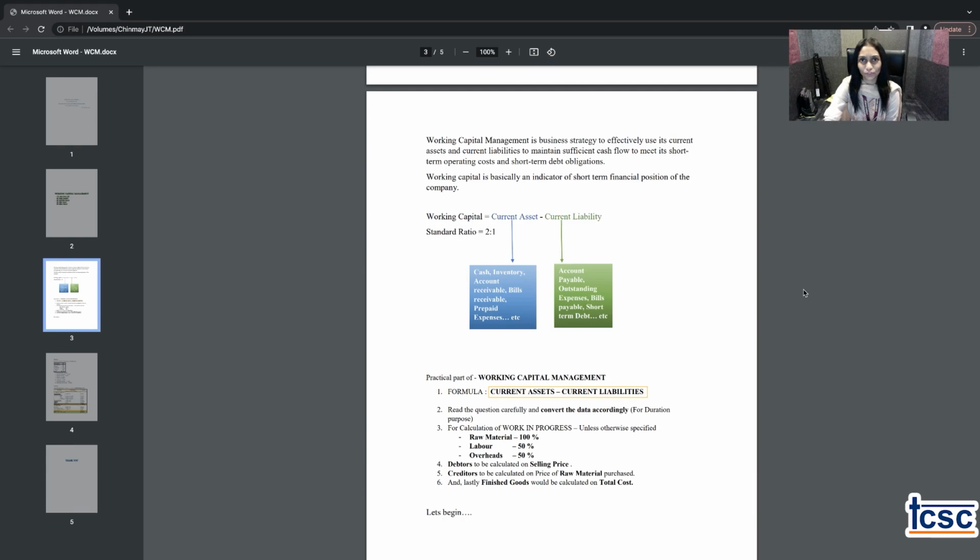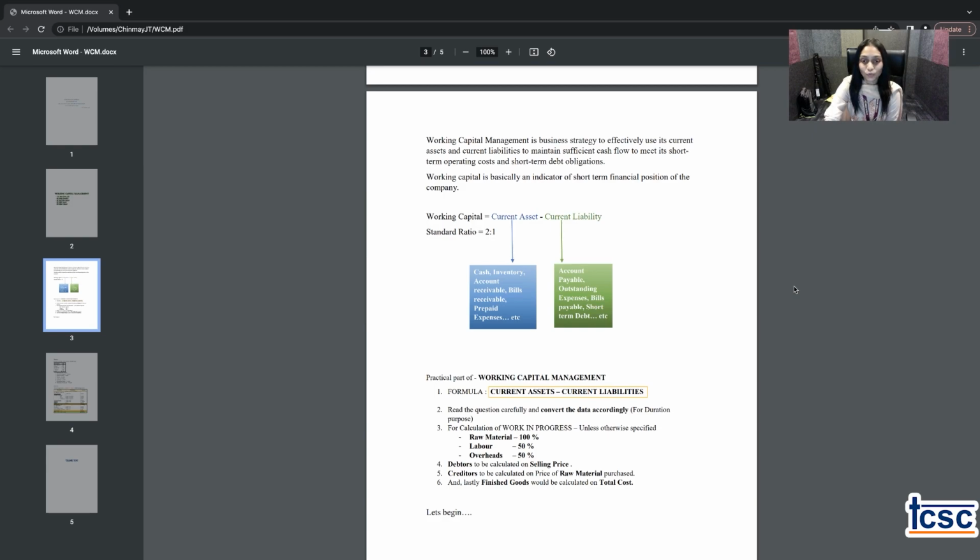What does that mean, students? That simply means you should have rupees 2 of current assets and rupee 1 of current liability. That means you should have 2 rupees with you and you should be having only rupee 1 to be paid. The standard ratio is 2:1. That means you should have rupees 2 in your hand to pay rupee 1 of your liability.